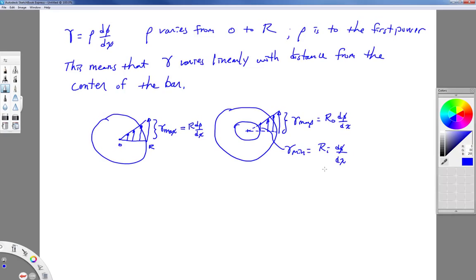Let's do that now. Hooke's law on shear is tau is equal to G gamma. So now I know that the shearing stress is dependent on the twist rate and the distance from the center of the bar.